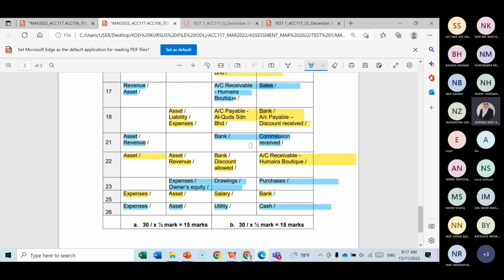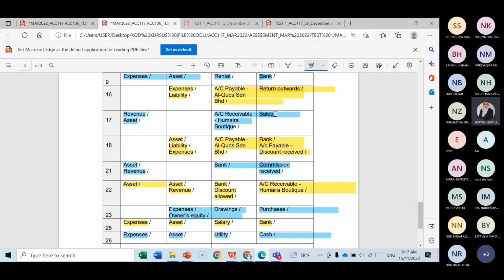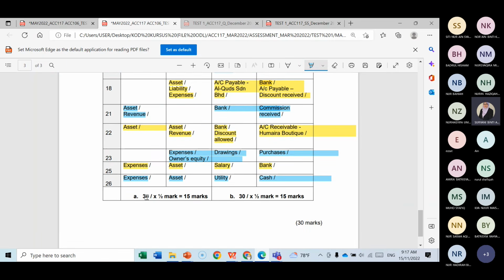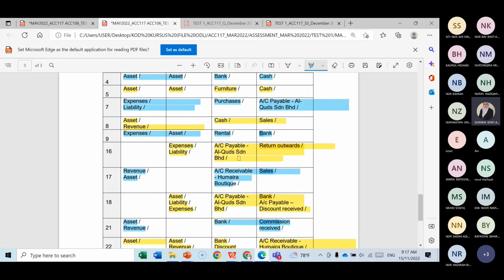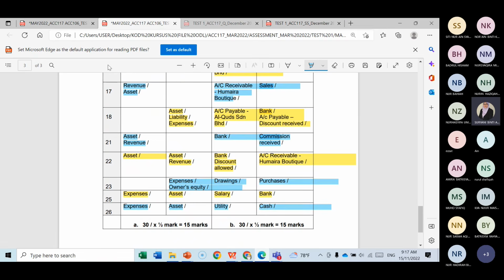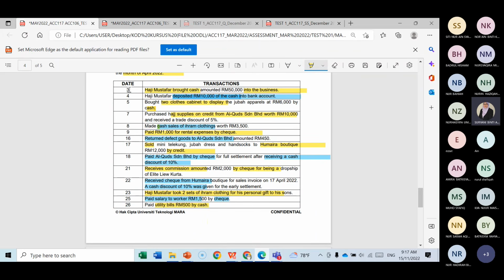So if you manage to answer all, okay, effects and journal entry correctly, you will get 30 marks on each of the answer. And we will divide by half. Therefore, you will have 15 marks for effect and 15 marks for the journal entry. Altogether are 30 marks. Okay. Do you have any question to ask between the 3rd April until the 26th of April, class?